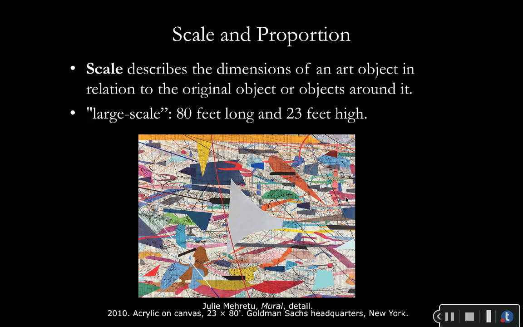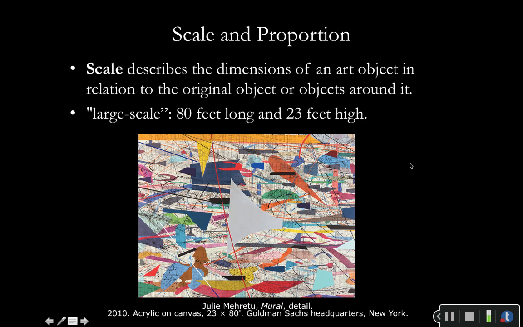And when we talk about scale and proportion, moving on, scale describes the dimensions of an art piece in relation to the original object or objects around it. So I like to use this example here. This piece we would call large scale, but when you look at it here, would you even imagine that it's 80 feet by 23 feet high?